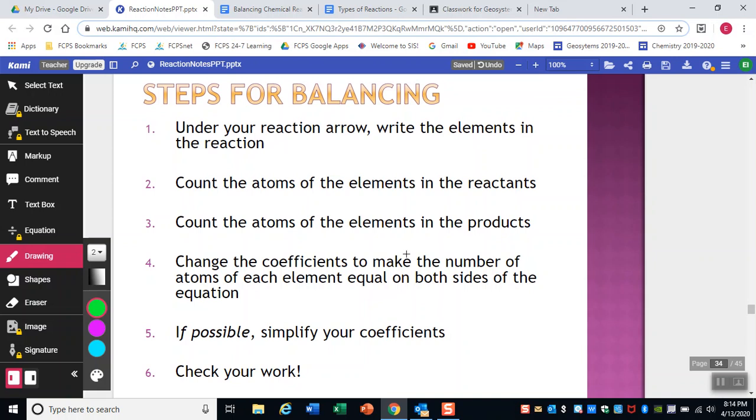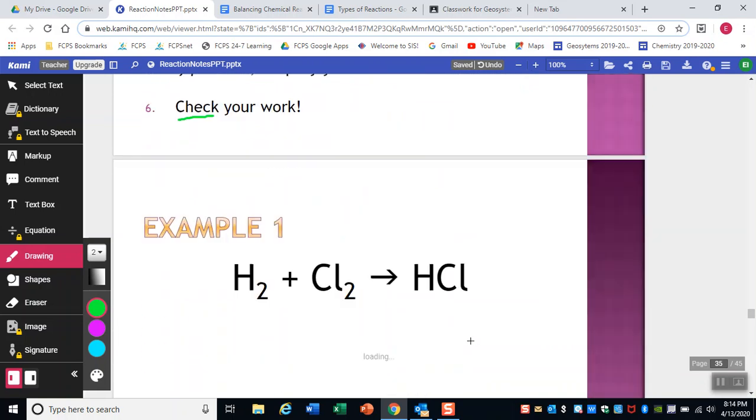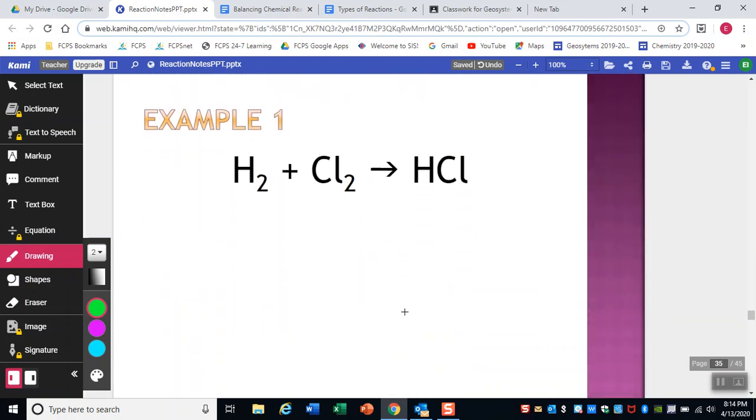And the steps are easy. There's really just 3 things to do. You're going to write the elements. You're going to count the elements on the reactant side, and you're going to count the elements on the product side. So write the elements, count the atoms, and then you change the coefficients. All right, because all you can do is change the coefficients. And then you have to check to make sure it's balanced. And you'll see why after we practice some.